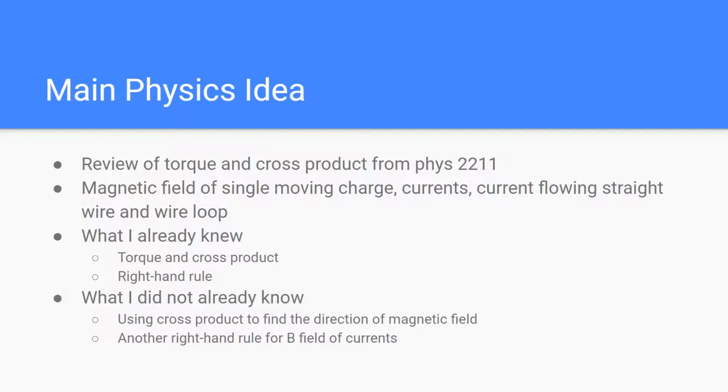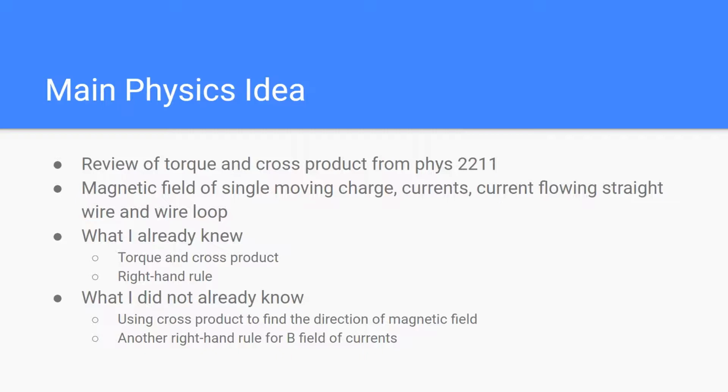Then using this basic Biot-Savart law for a single charged particle, we're able to use that for currents and other current carrying configurations like a straight wire or a wire loop. I already knew how to calculate torque and cross product from last semester, and I was able to do the right-hand rule to figure out the direction of torque.